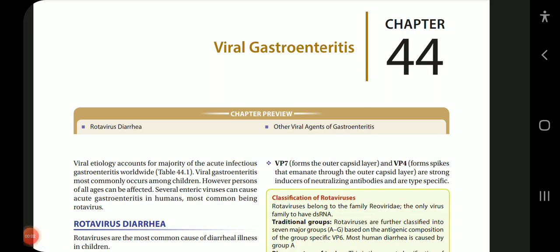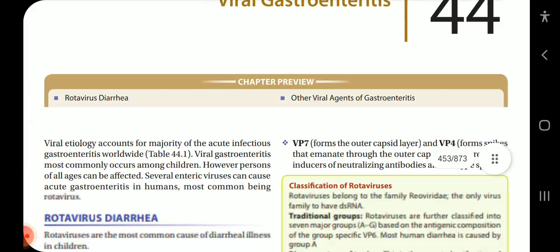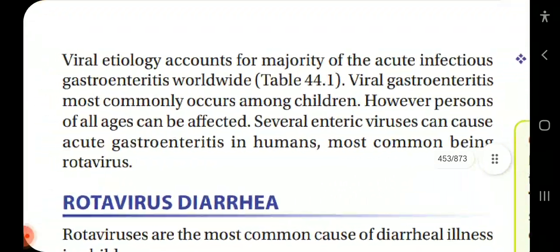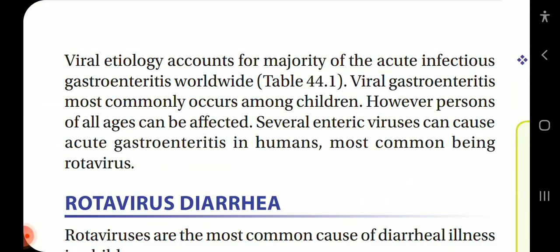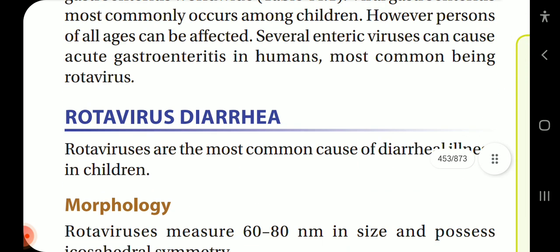Start with viral gastroenteritis, which is chapter 44 of your Apurba Sastry Essentials of Microbiology. In this chapter, we'll be covering rotavirus diarrhea and other viral agents of gastroenteritis. The viral etiology accounts for the majority of acute infectious gastroenteritis worldwide. Viral gastroenteritis most commonly occurs among children. However, persons of all ages can be affected. Several enteric viruses can cause acute gastroenteritis in humans, the most common being the rotavirus.